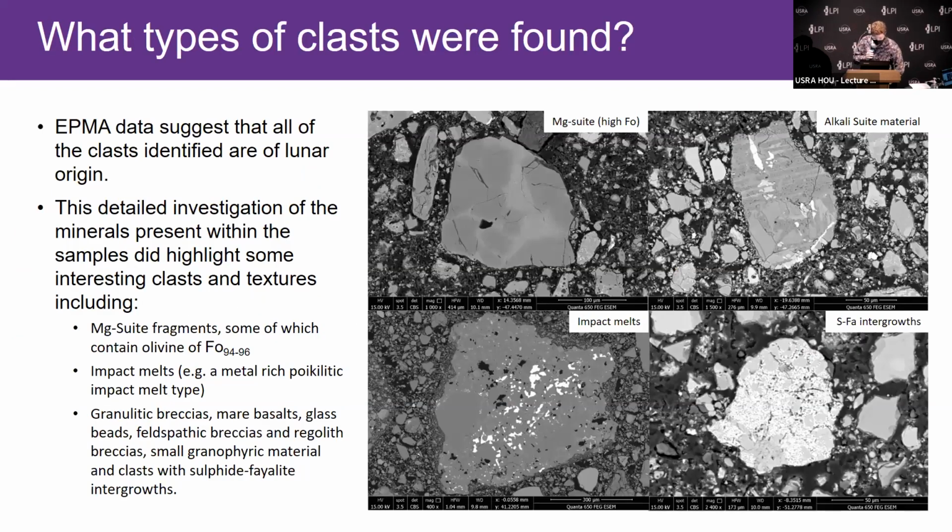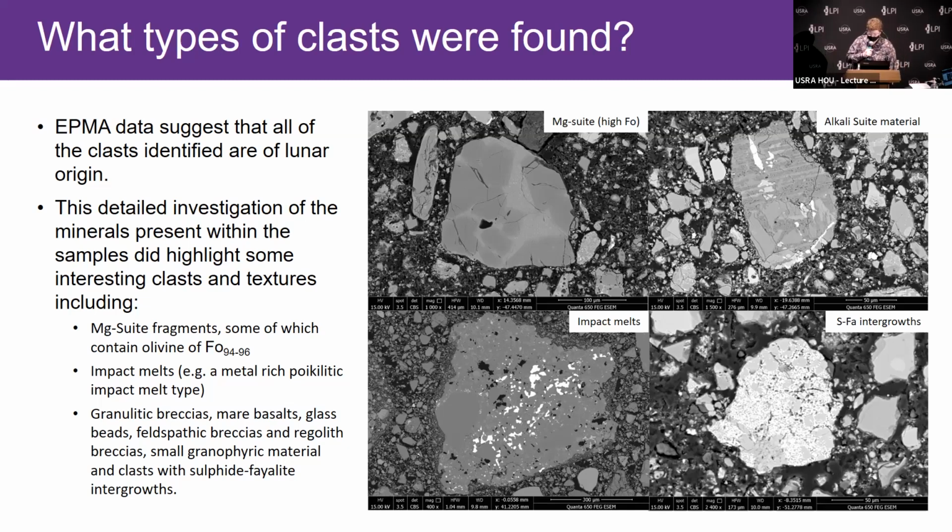To summarize what we found in terms of meteorites, we didn't find any. All the clasts that we identified and took for probe analysis, we think are of lunar origin. But this level of detailed investigation of these thin sections was really useful because it highlighted some interesting clasts and textures, and I'm sure we'll hear a lot more detail about these in some of the talks this week.